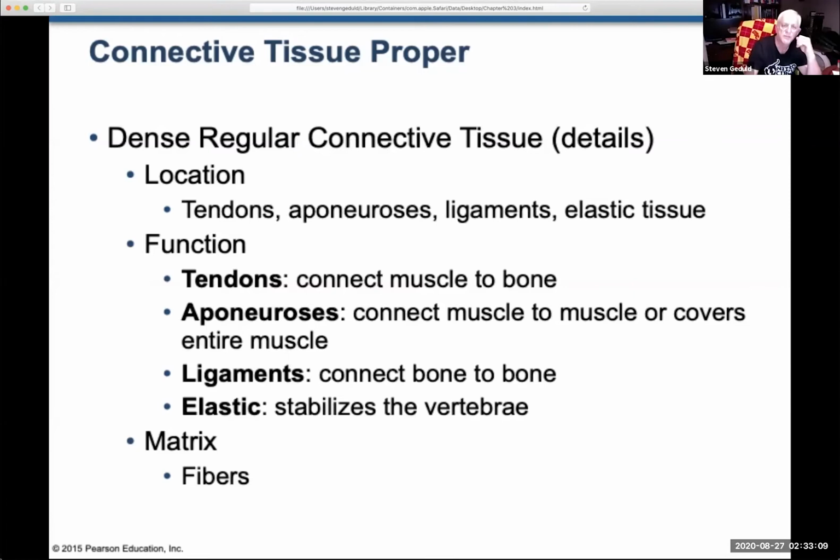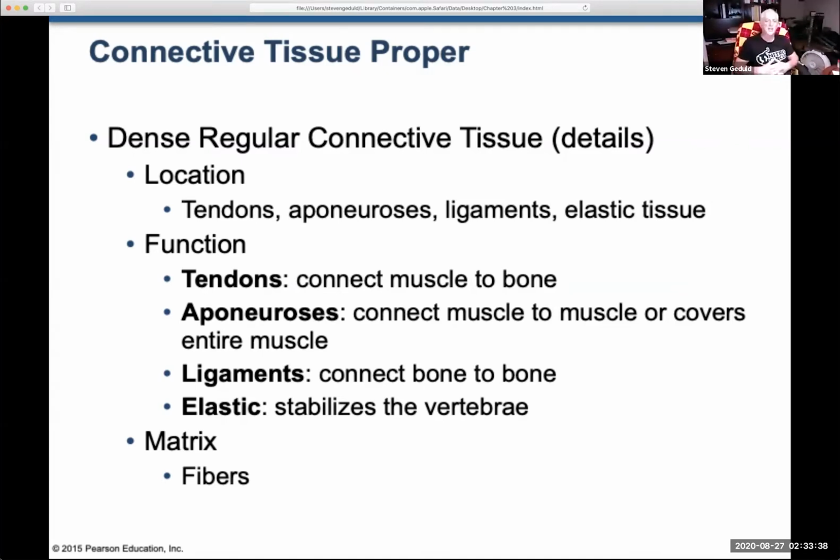Okay. You also have dense regular connective tissue. Location is your tendons, aponeuroses, ligaments, and elastic tissues. Tendons connect muscle to bone. Aponeuroses connect muscle to muscle. Ligaments connect bone to bone. Elastic stabilizes the vertebrae. And the matrix is fibers.